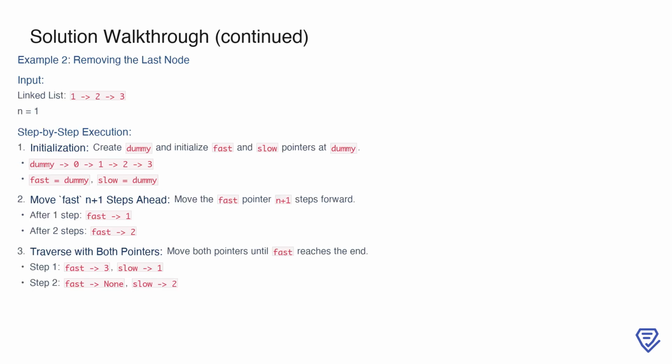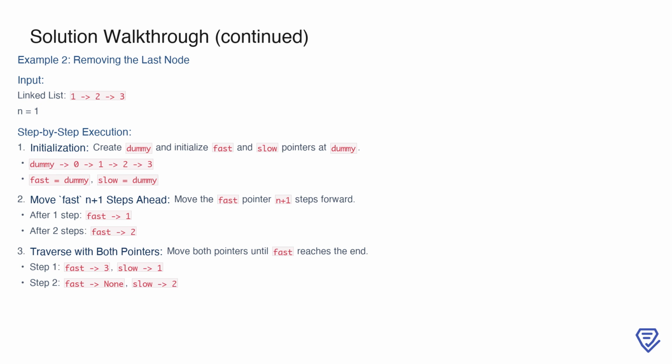In this second example, the input linked list is 1-2-3, and we need to remove the last node, which corresponds to n equals 1. As before, we start by creating a dummy node with value 0 and pointing it to the head of the list. Both fast and slow pointers are initialized to this dummy node.